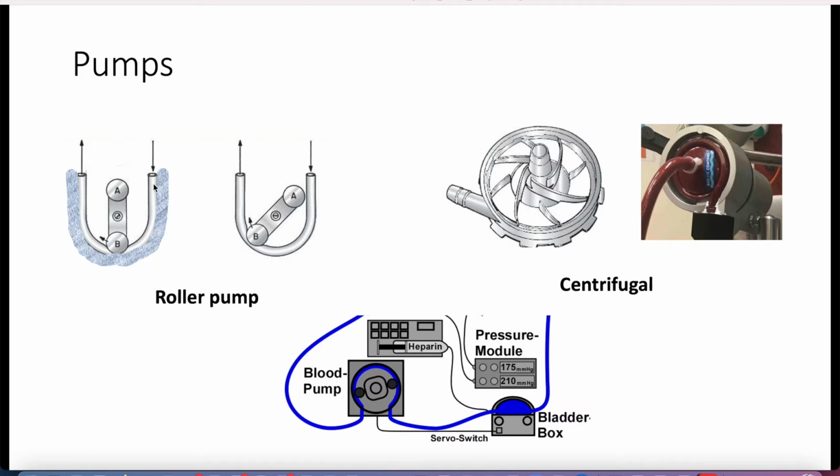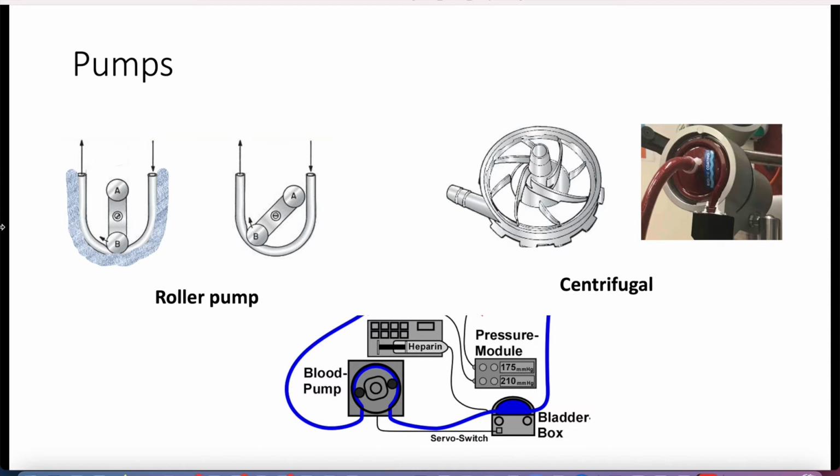Here, the tubing is compressed by rollers against a metal casing, and as the tubing is compressed, blood is pushed forwards. The main advantage of this kind of pump is that it is simple and inexpensive. Also, the flow is not dependent on the resistance. It can produce reliable flow.